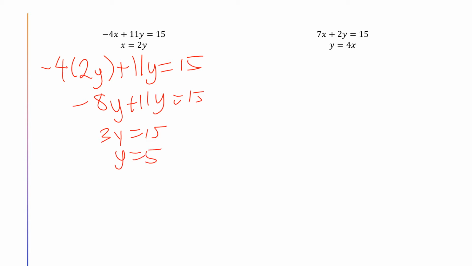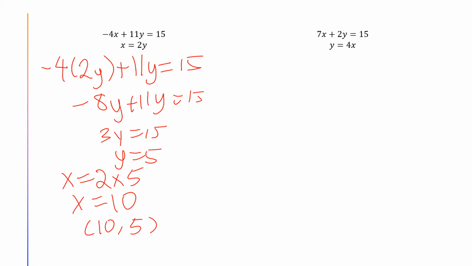When we substitute y back into the second equation, x equals 2y, we can find x by multiplying 2 times 5, since y equals 5, and that gives us x equals 10. So we know the common solution for this system of equations would be (10, 5).